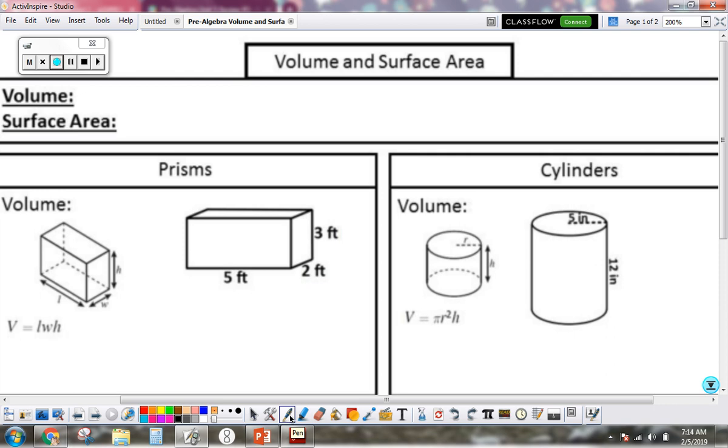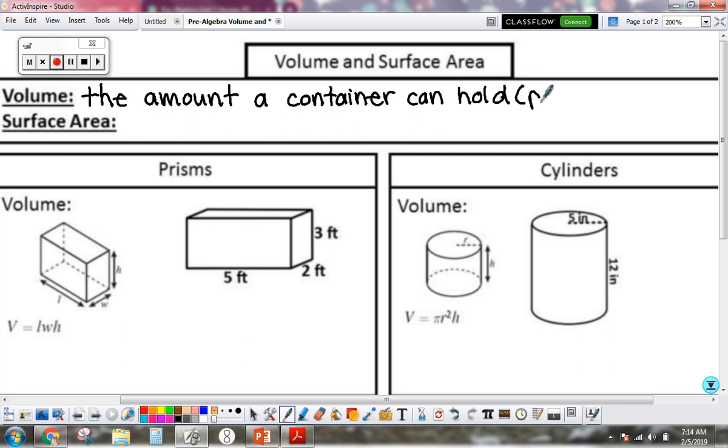Talk about finding the volume and surface area. As you should already know, volume is the amount a container can hold, or what you can put into it, what you can fill it with. So volume is putting stuff into the container, but the surface area is all of that distance around the figure. So it's the sum of the areas of the surfaces.